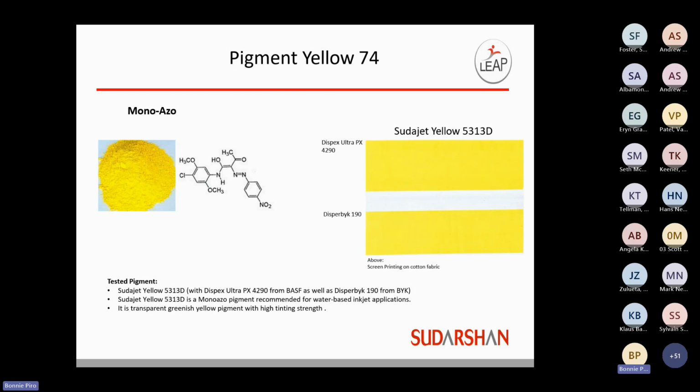For Yellow 74, our product is Sudajet Yellow 5313D. Again, a couple of dispersions work very, very well with this product. This gives you a nice greenish shade yellow. It also has very high tinting strength as well.